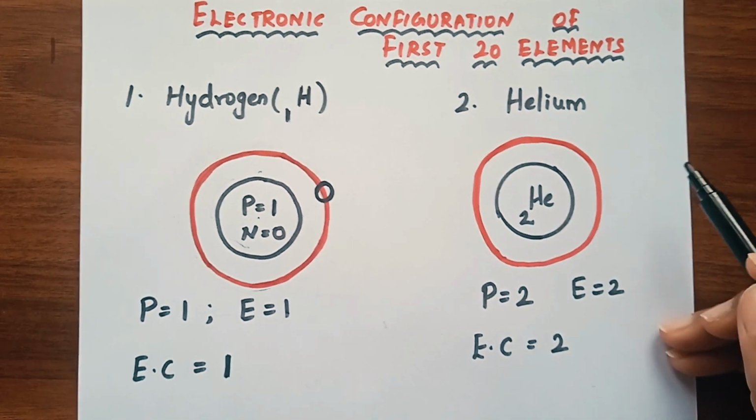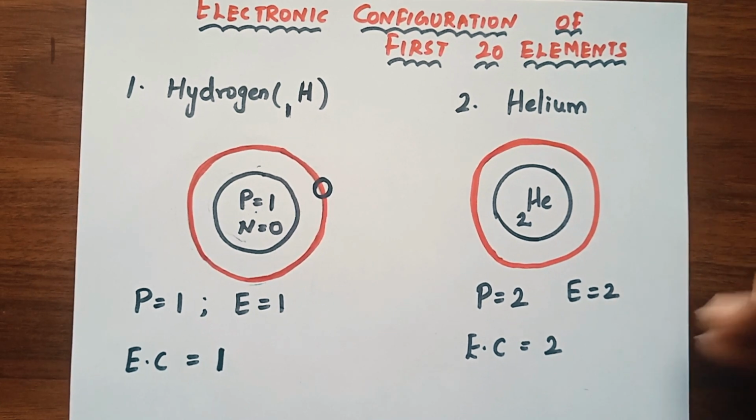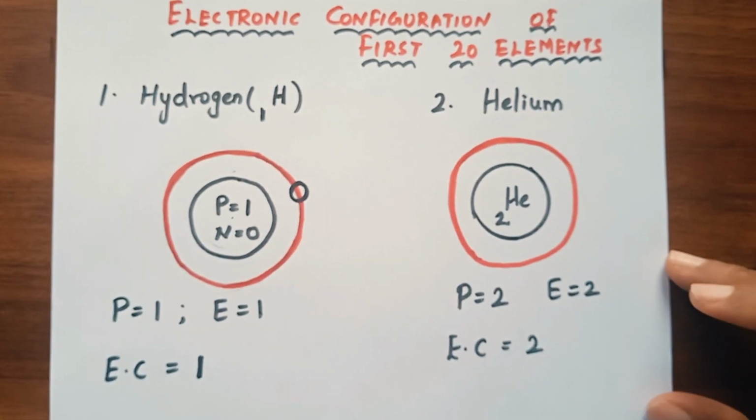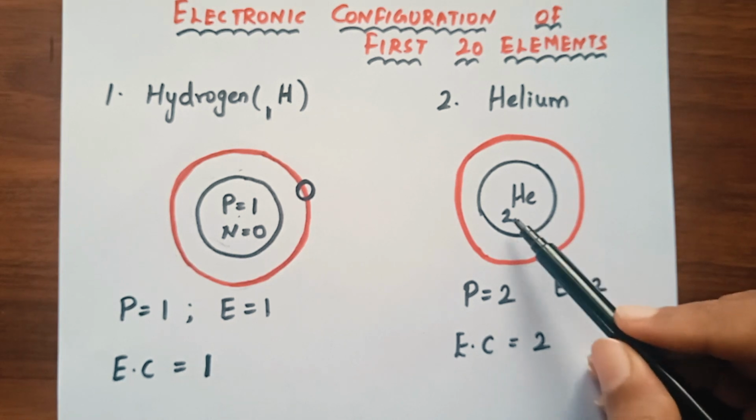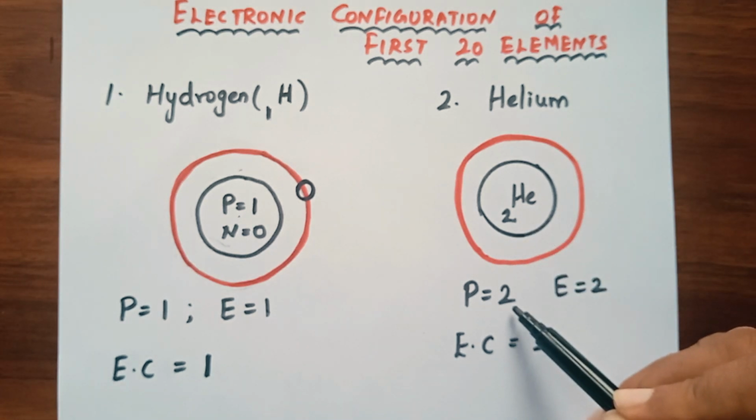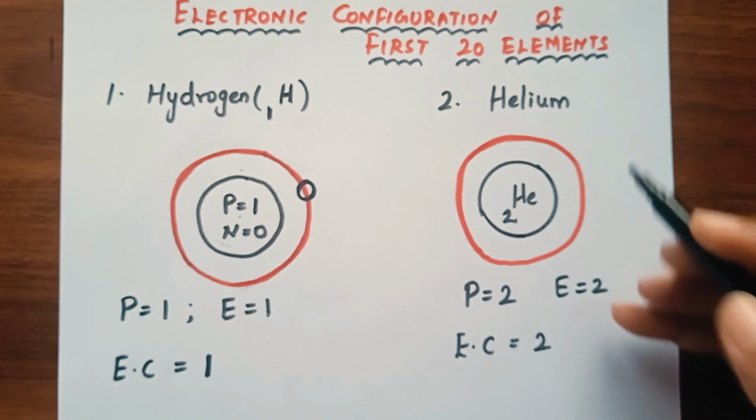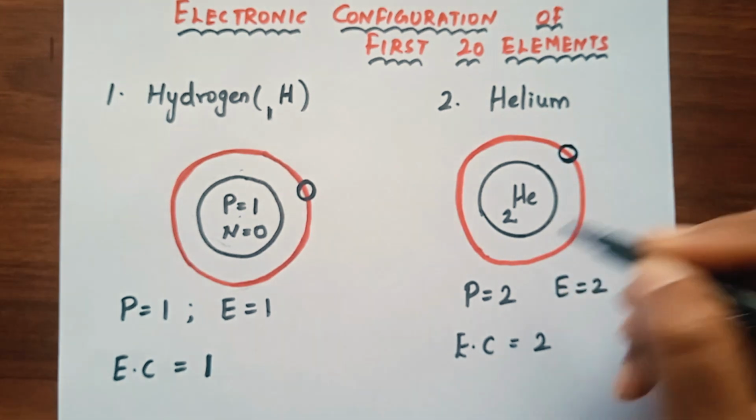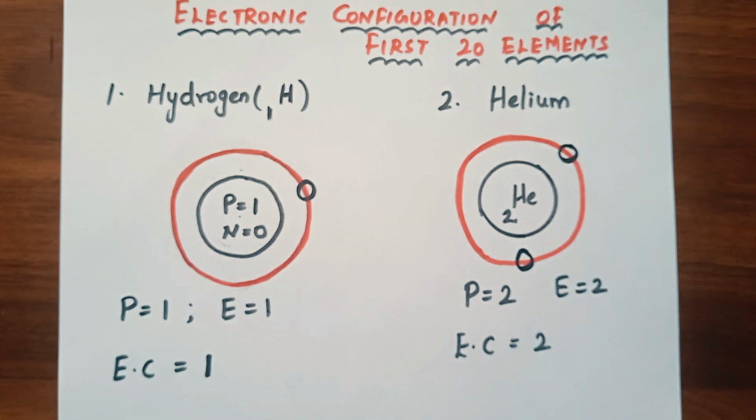Next we go for helium. Helium's atomic number is 2, so the number of protons is 2 and the number of electrons is also 2. I am drawing 2 electrons in the first shell, the K shell. So the electronic configuration will be only 2.